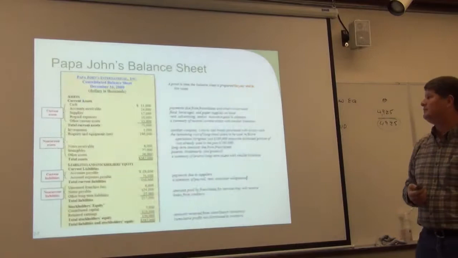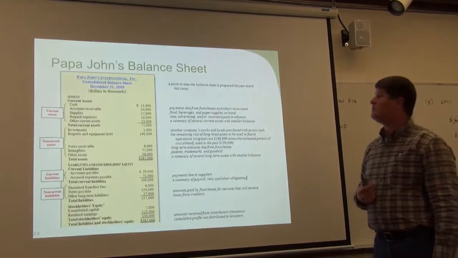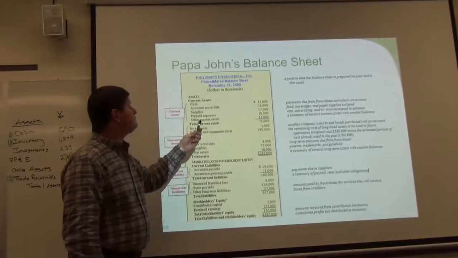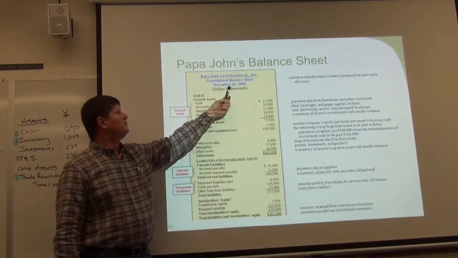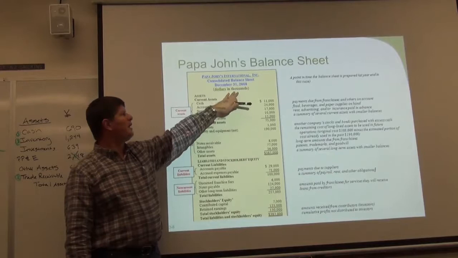This textbook likes to use real-world examples of financial statements. Here's a balance sheet, and yes, it's Papa John's. It's the balance sheet. Who, what, and when? December 31, 2008. It gives you the units because it's lopped off three zeros. It says it's in thousands of dollars. Okay?